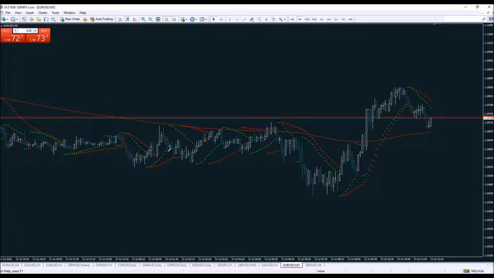As you can see, the two parabolics are expanding at the pace of, let's say, two moving averages.